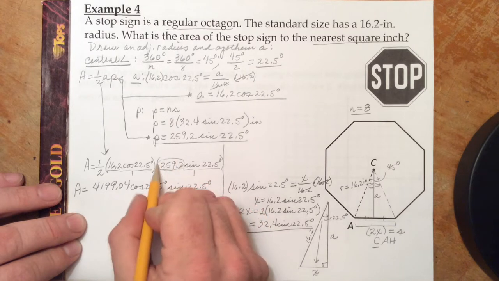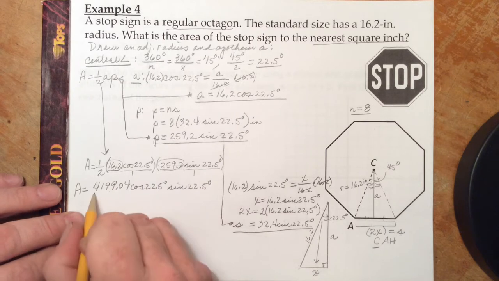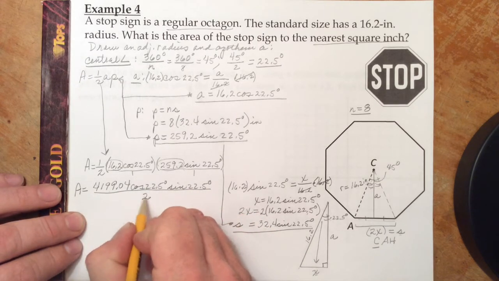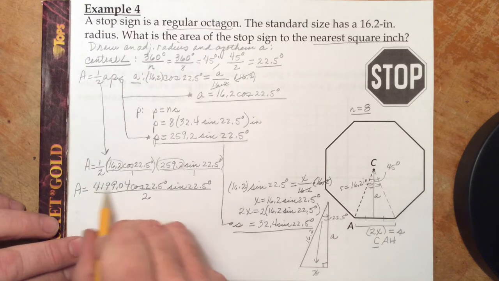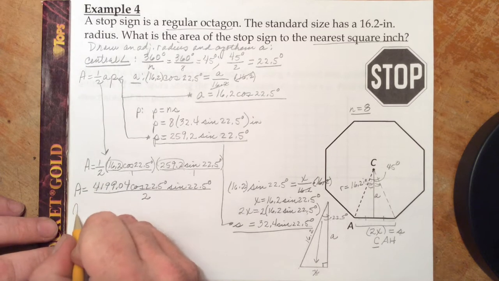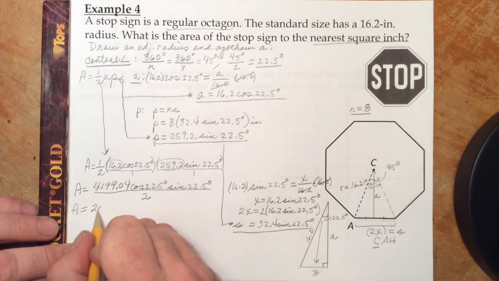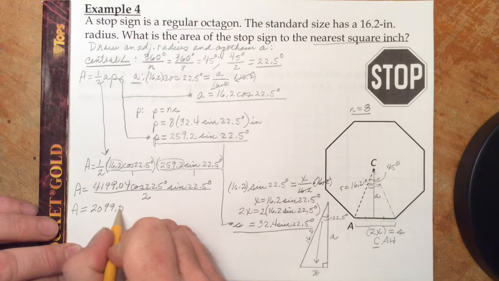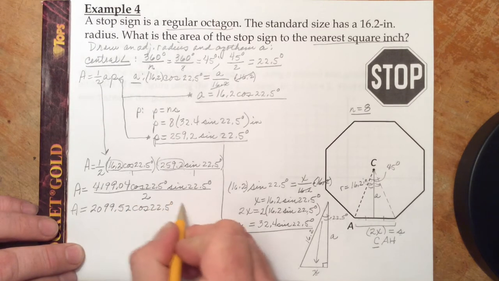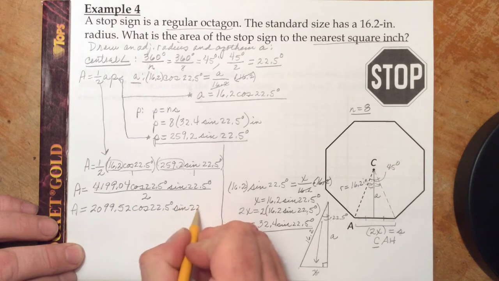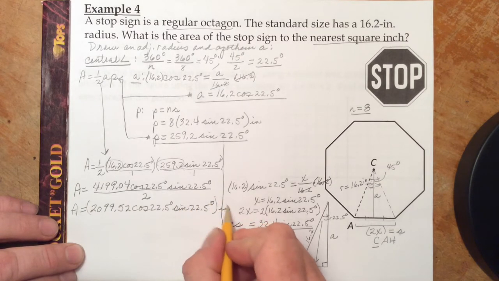Notice we took these multipliers and multiplied them together over 2. 2 times 1 times 1. At this point, we divide this number right here by 2, and we can get a slightly more simple answer. That would be 2,099.52 cosine 22.5 degrees times the sine of 22.5 degrees. This would be our exact answer in square inches.